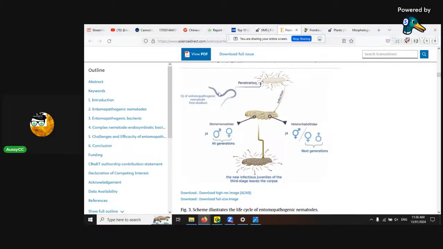What's this say? So there's the worm, the nematode, and it penetrates in, and then it's infected, and it starts to breed inside of it, and then once it breeds, usually it kills the host, and it goes out and reproduces again.